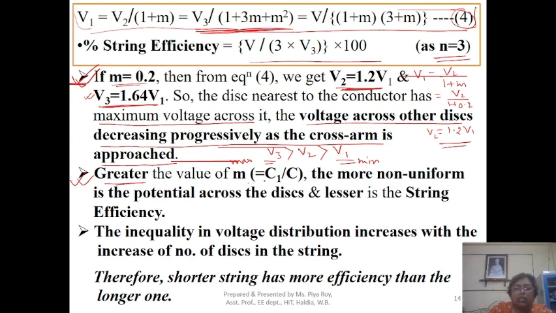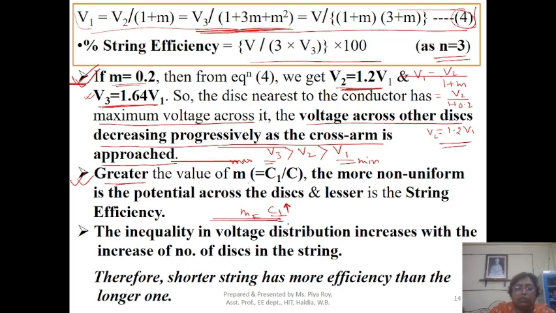So greater the value of m means C1 is increased, effectively this ratio is more. Then the more non-uniform is the potential across the discs, meaning the difference between V1, V2, V3 increases as the value of m increases.